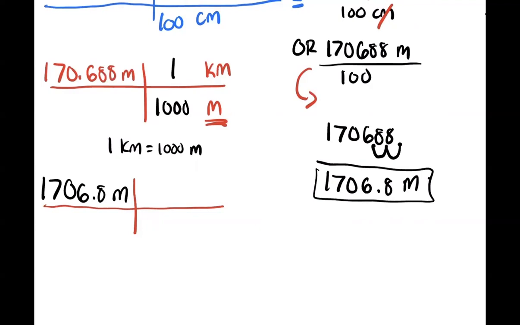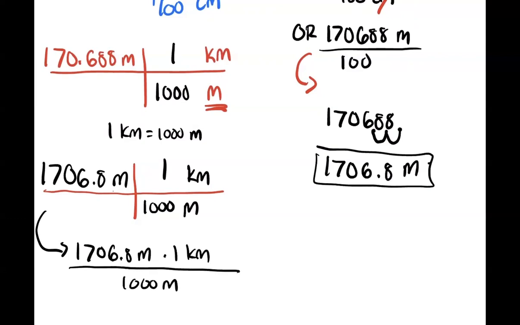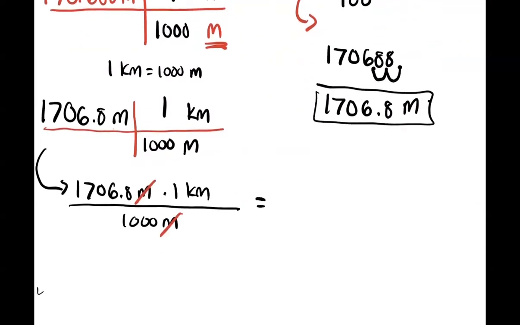So what are we going to do? We're going to put the same unit on the bottom, so meters, and the units we want, kilometers, on top. So 1 kilometer is 1,000 meters. And so we can simplify this fraction and it looks like this: meters times 1 kilometer divided by 1,000 meters. What cancels out? Yes, the meters on the top and bottom. And so we can just write this as 1706.8 divided by 1,000 kilometers.